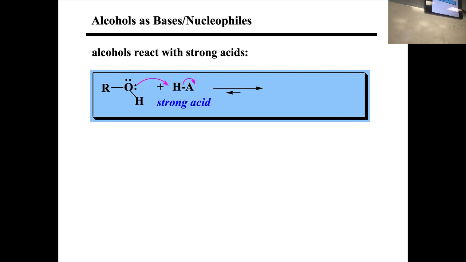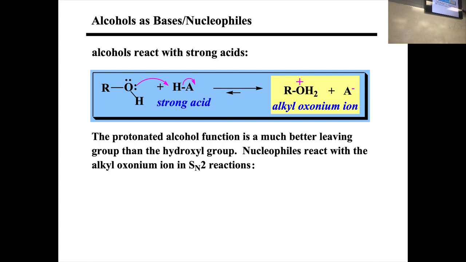So what happens, of course, is that we've got a strong acid. Acids like to react with bases. What's the base here? If HA is the acid, what's the base? The alcohol, the oxygen atom of the alcohol, right? It reacts and we form this oxonium ion. Looky there. Alcohols like to make oxonium ions. These oxonium ions can actually function like leaving groups, and they can participate in SN2 reactions.